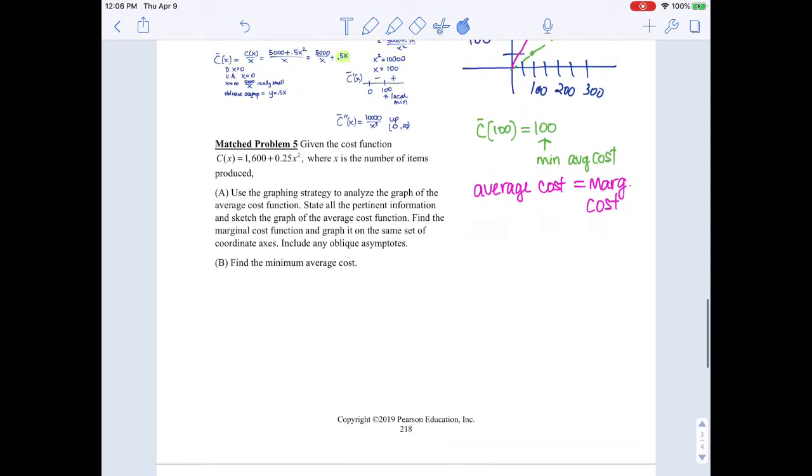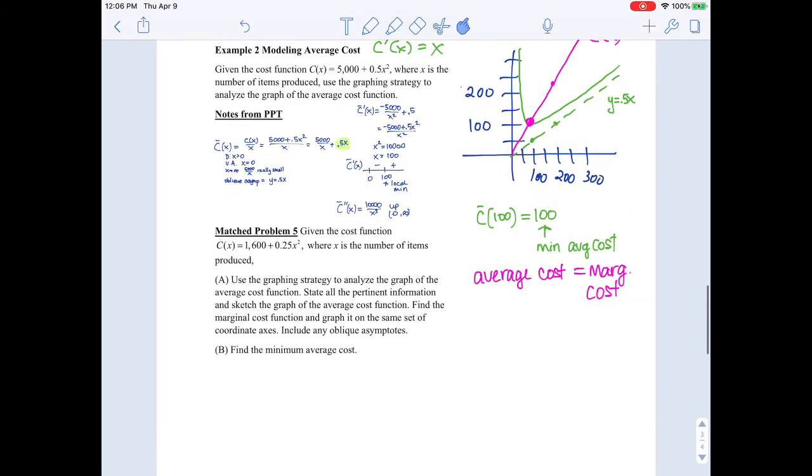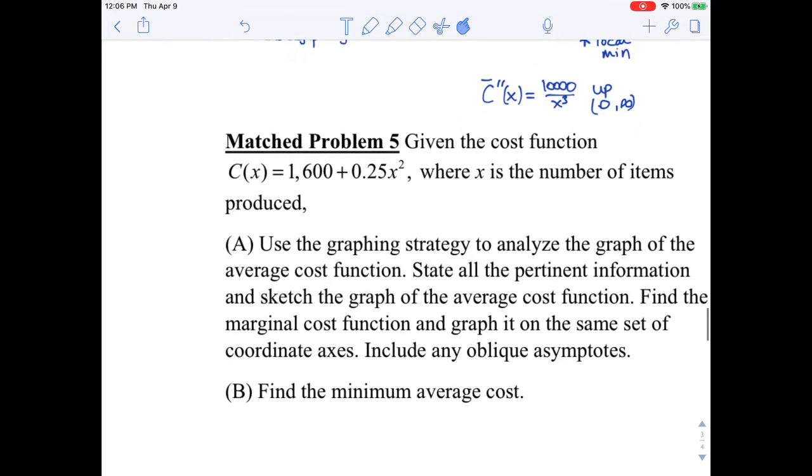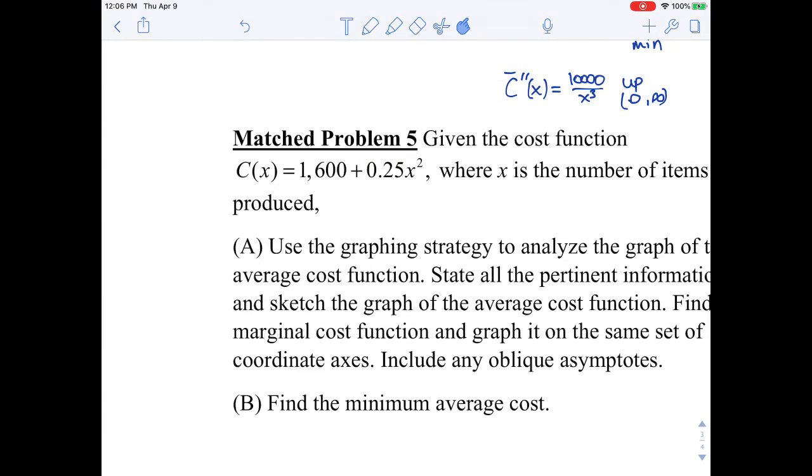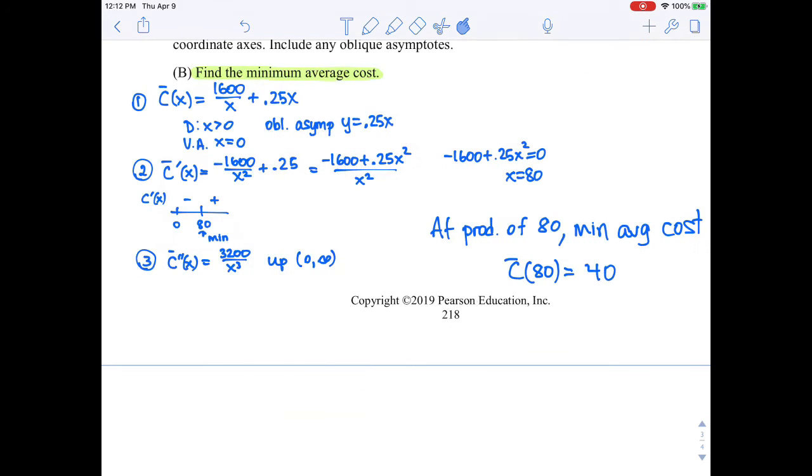Hopefully that wasn't too bad. Go ahead and do matched problem number 5. I'm going to zoom in so you can see the problem. Certainly you can graph it, but the main thing you want to be able to do is find the minimum average cost. For the matched problem, I have the quick answers there.